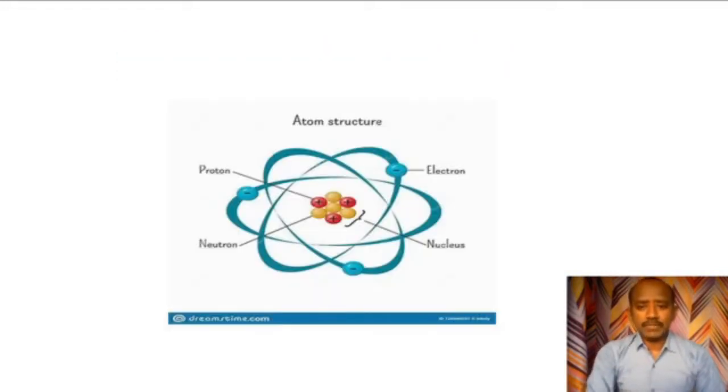We know the structure of the atom. The atom is spherical in shape. It consists of a nucleus inside it. The electron is revolving around the nucleus in a circular orbit or elliptical orbit. The nucleus consists of protons and neutrons. The proton is positively charged and the neutron is neutral. And the electron is a negatively charged particle and it is revolving around the nucleus in a circular orbit.